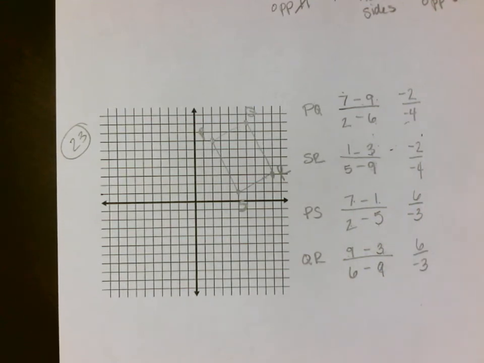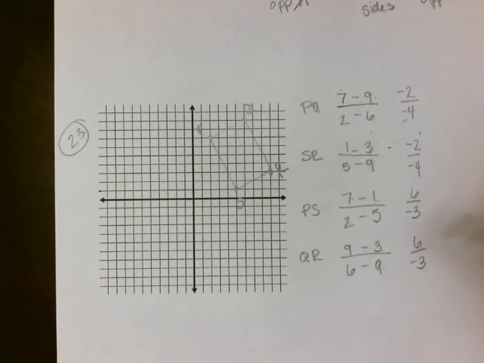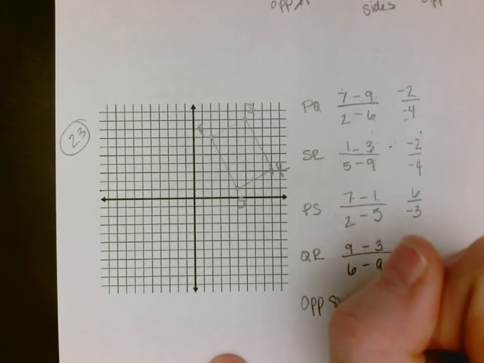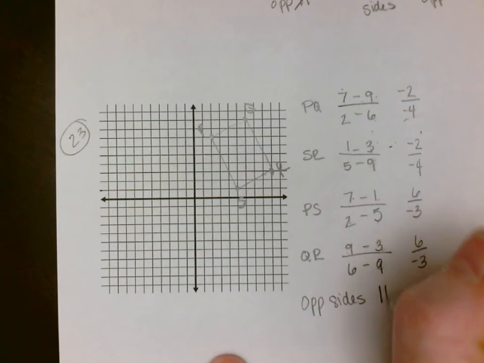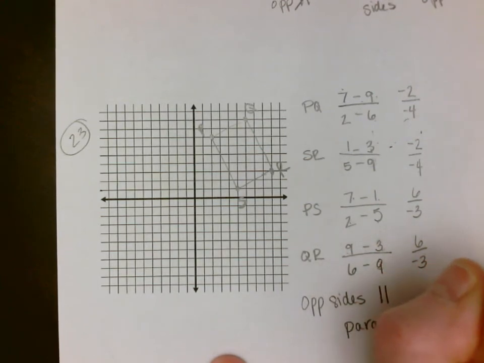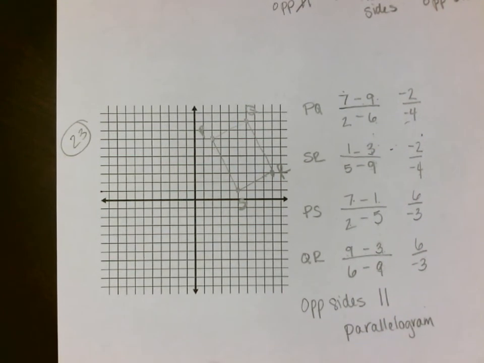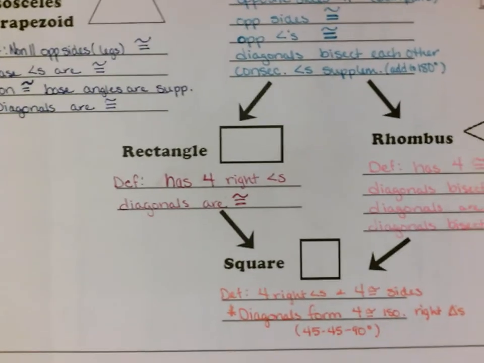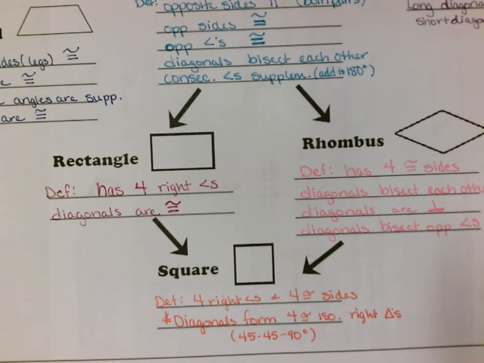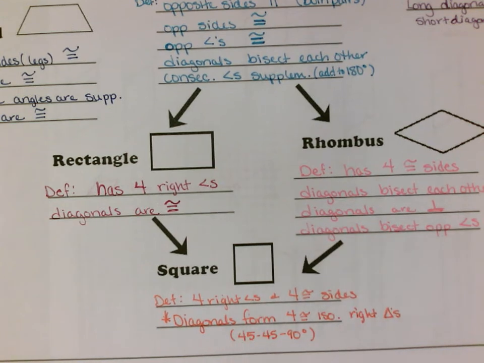So looking at my slopes, these all simplify, but these two numbers are the same and these two numbers are the same. So I know that opposite sides are parallel. So right now I'm at a parallelogram. So going back to my chart, I now have to decide, is it a rectangle, a rhombus, or a square?